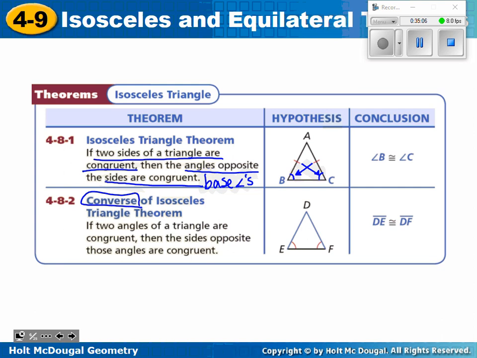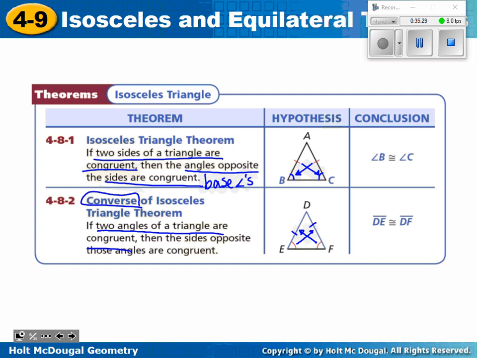It switches. So now it's going to say you don't know it's isosceles. If you look at the triangle, there's no legs marked congruent, but the base angles are equal. So if the base angles are congruent, then the triangle must be isosceles, and it's the sides across from those angles that will be the congruent sides.